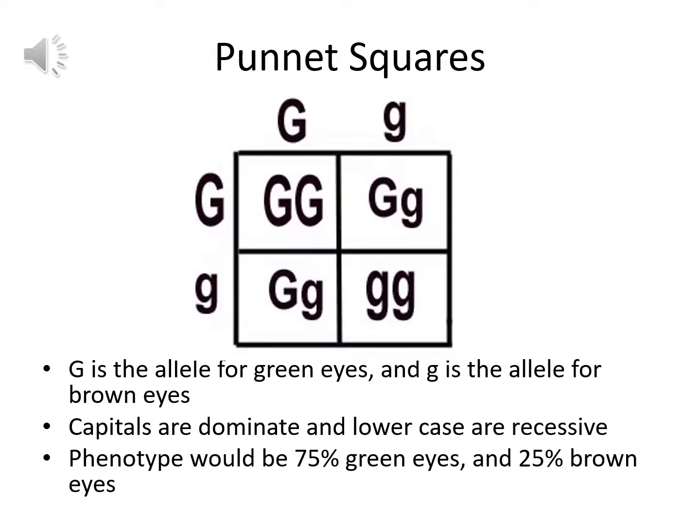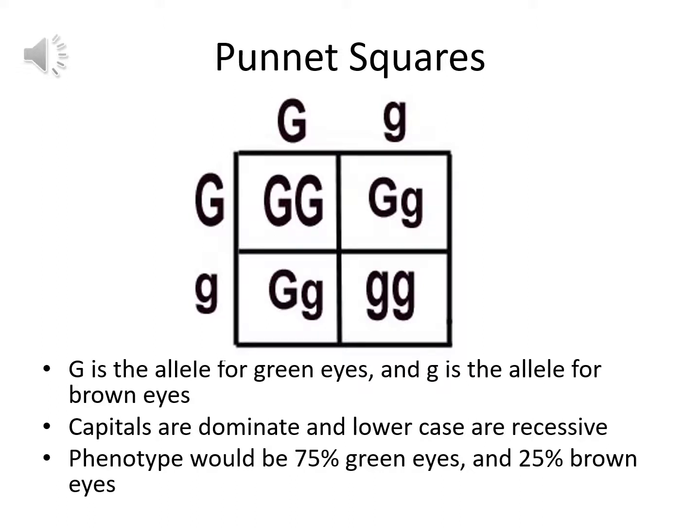If we move down to the second row, now we have the lowercase g allele from that parent pairing up with a capital G allele from the other parent for the first case. So the first box in row 2 is the same as the second box in row 1. And then finally, we could have both the lowercase g from the mother and the lowercase g from the father pair to give the recessive brown eye color in this example.